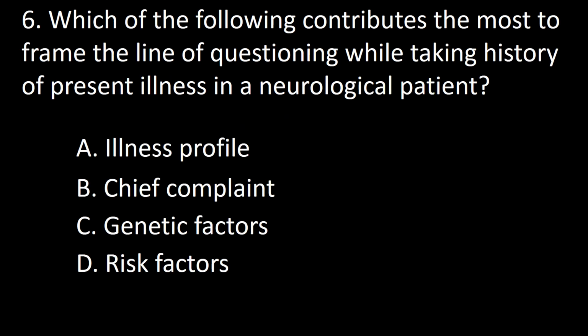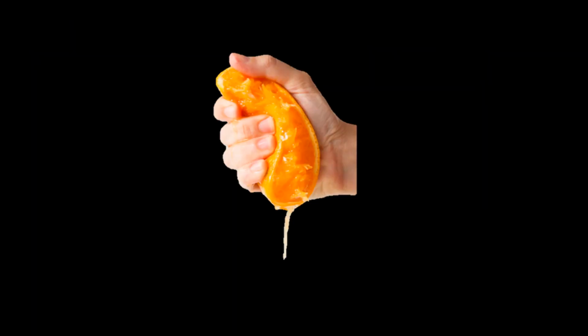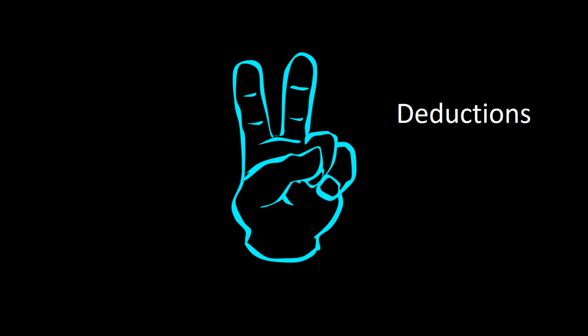Next question. Which of the following contributes the most to frame the line of questioning while taking history of present illness in a neurological patient? A. Illness profile. B. Chief complaint. C. Genetic factors. D. Risk factors. The patient narrative of the present illness should be squeezed in order to derive from it two deductions. Number one, chief complaint. The chief complaint frames the history. Hence, the nature of the chief complaint has to be clearly established.